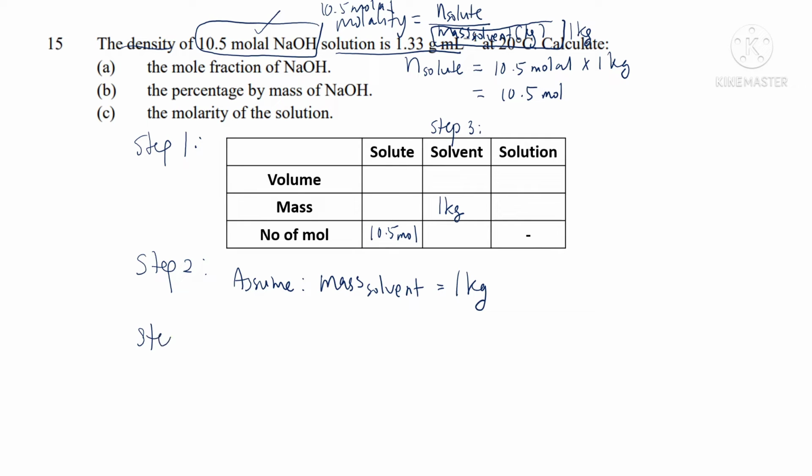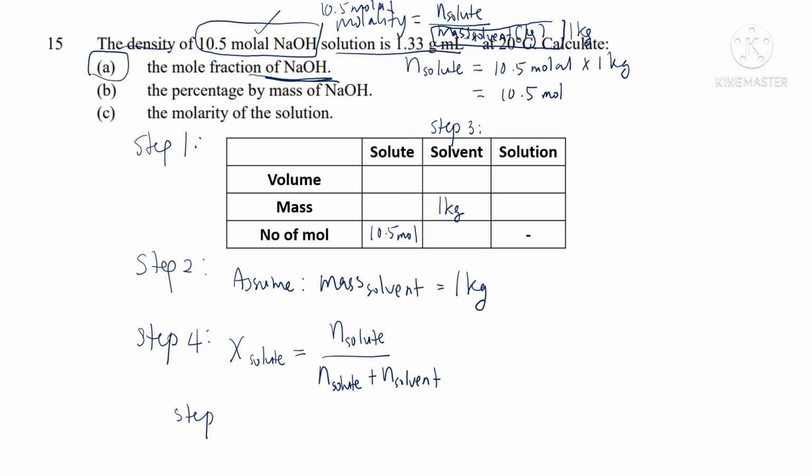And step number 4, we are calculating mole fraction. Therefore, we can write the formula for mole fraction. We are calculating the mole fraction of NaOH, the solute. So we write it as mole fraction of solute. The formula therefore will be moles of solute divided by moles of solute plus moles of solvent.